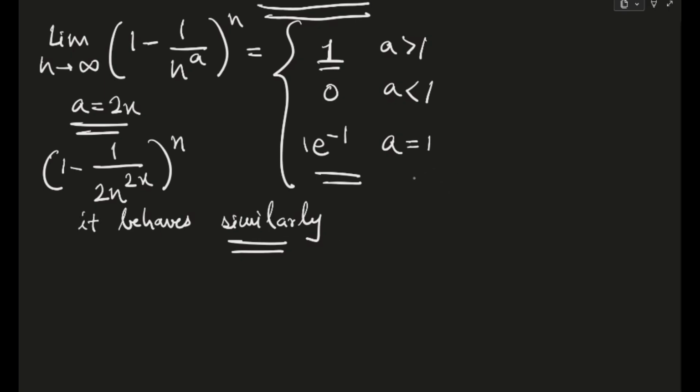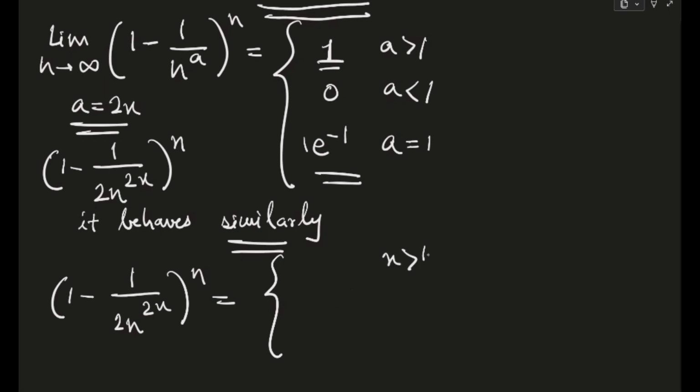So if we now substitute, I will again define this in a new version piecewise, 1 minus 1 by 2n power 2x whole power n. If we define this, then 2x greater than 1, I can write it as x greater than half. 2x equal to 1, I can write it as x equal to half. And 2x less than 1, I can write it as x less than half. Okay. And here the values will be obviously same.